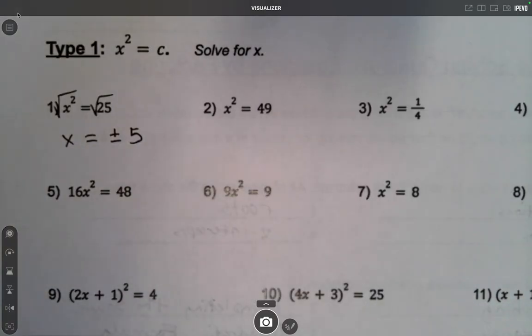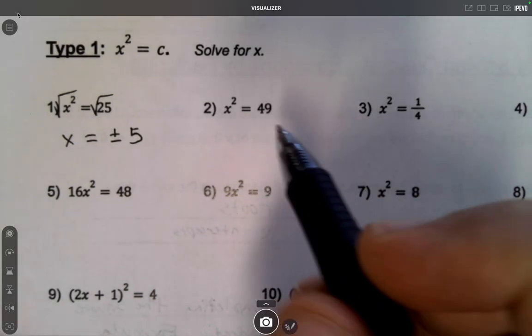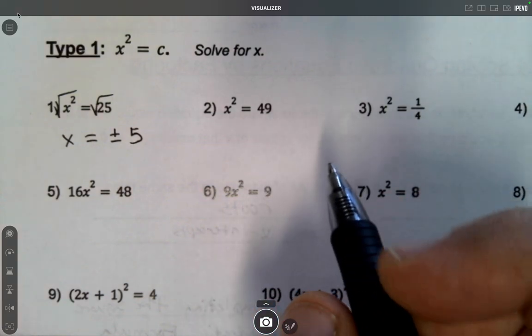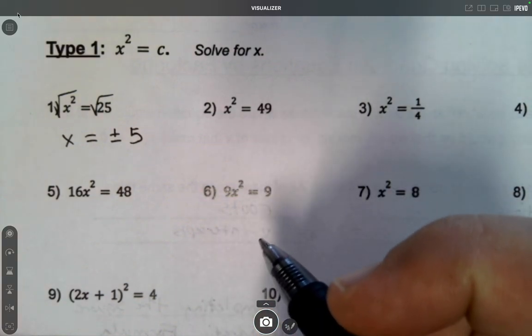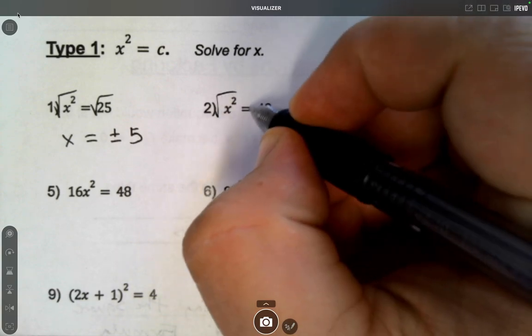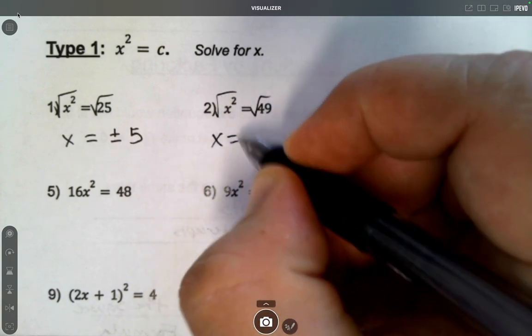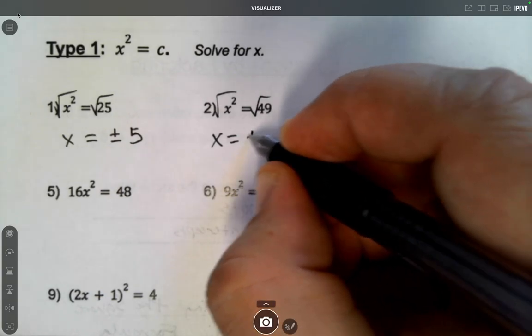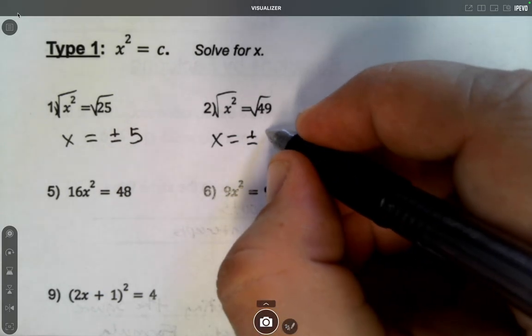Let's continue trying some of these that are the first type. Again, we know it's the first type because it's x squared equals a number. There's no x term. No term is just x to the first is what I mean. So we just take the square root of both sides. The square root and the squared cancel out, leaving just x. We have to put plus or minus, and then the square root of 49 is 7.